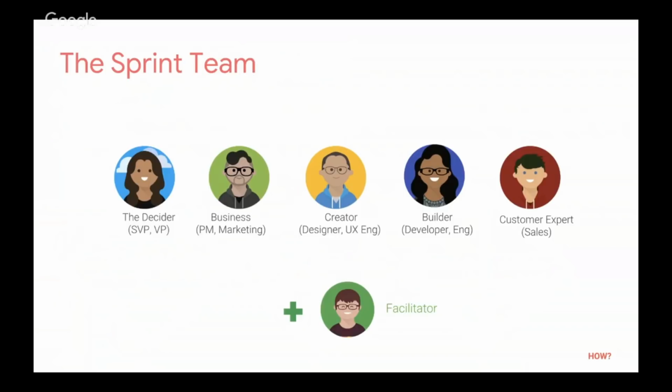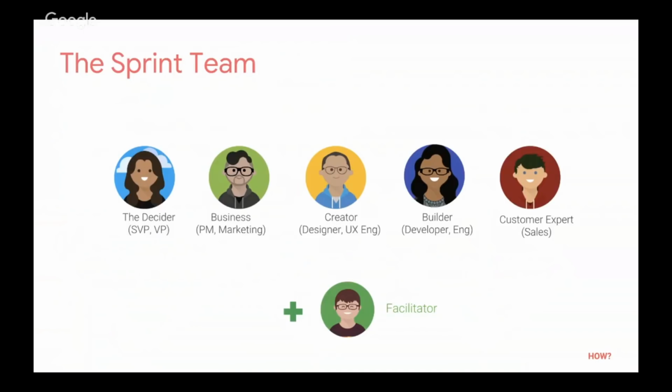After that, you need someone who knows the business. This can be the product owner or marketing, whoever that may be. Next, you need the creator. This is the person who's going to design the prototype, and that can be a designer or a UX engineer. Then a builder, so someone who can discuss the technical feasibility of what you decide during the sprint and then eventually develop it into creation.